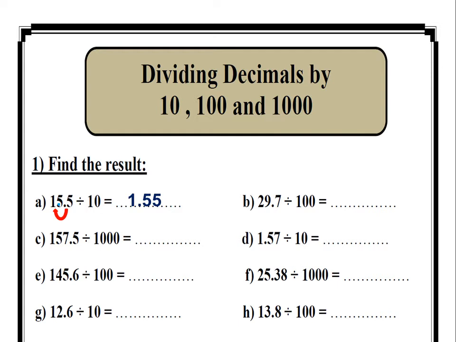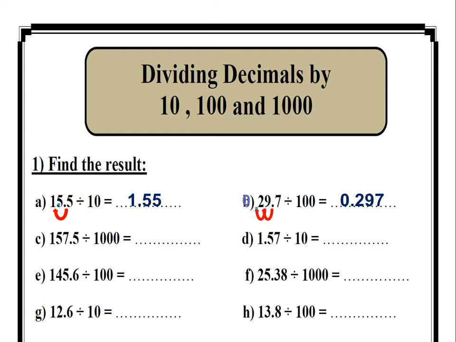B, 29.7 divided by 100. This time I have 2 zeros, so I'm going to move backward or to the left 2 steps. 1, 2. So the new position of the decimal point is before the 2 directly. So I'm going to write the 297, and as we said before, any empty space, fill it up with zeros. So I'm going to put the 0 here before the decimal point. So my answer is going to be 0.297.